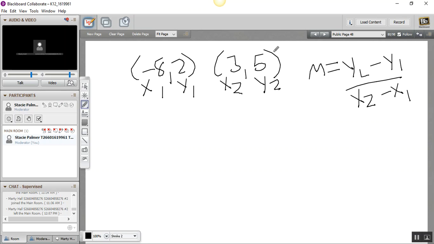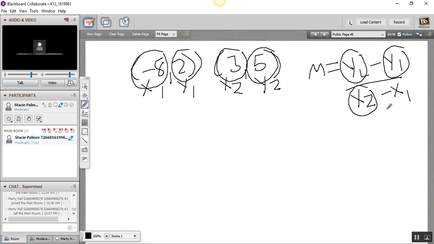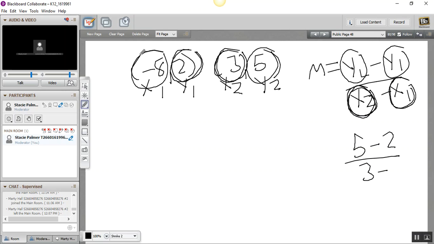Now all I do is plug this in for this, the x of my second point goes in for this, and the x of my first point goes in for this. Okay, and you guys can do that really easily. So instead of y2, the y of my second point is a 5 minus y1, the y of my first point is a 2, over x2, the x of my second point is a 3, minus the x of my first point, which we can see is a -8.